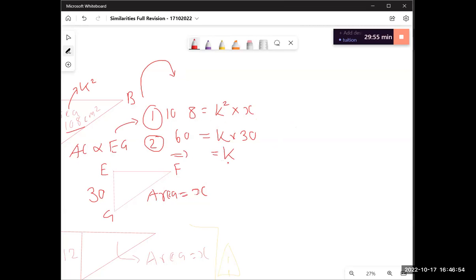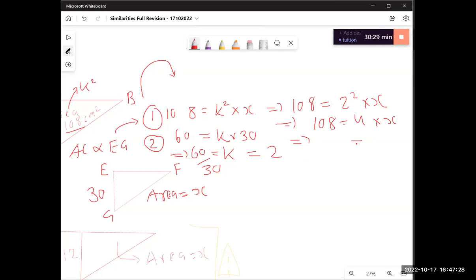Safa. 60 divided by 30, which is? Diana, tell me. 2. Now we know this. Fine, perfect. Now I can just plug this into the first equation. I'll get 108 is equal to what? 2 square, 2 square into X. Therefore, 108 is equal to 4 into X.